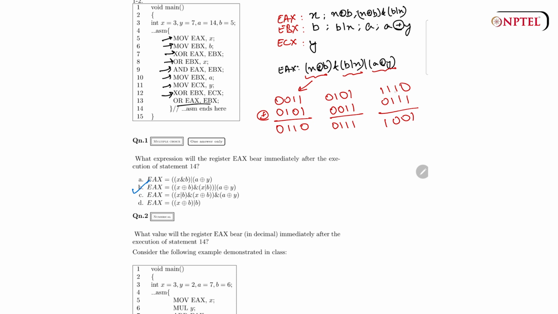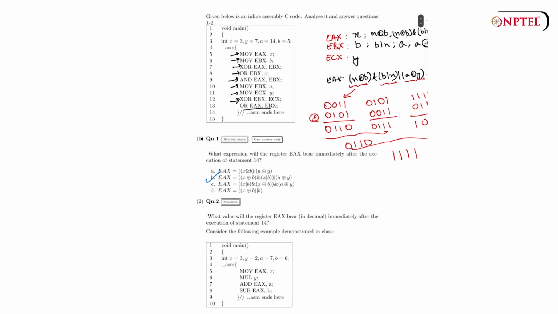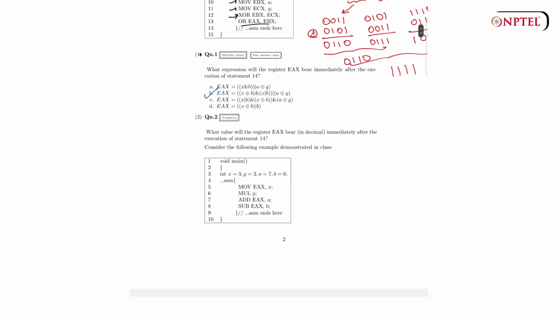Then I have A XOR Y, which is 14 XORed with 7, which is nothing but 1, 0, 0, 1. Alright. So now let's do the AND operation first, and the ANDing of these two is going to give me 0, 1, 1, 0. And then when I OR this with this, I'll end up with 1, 1, 1, 1. Alright. So the final answer is nothing but 15. Let's go to the next question.